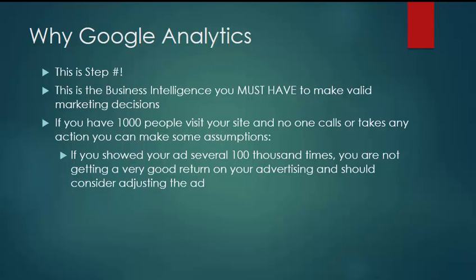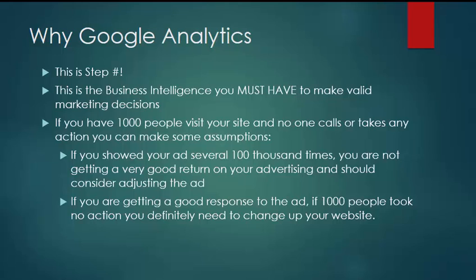If you only got 1,000 people out of several hundred thousand ads, you might want to consider adjusting the ad. But if you had a fair amount of impressions and got 1,000 people to visit your site, then you're getting a good response to the ad. If 1,000 people took no action, you definitely have to take a look at your website. What are you asking them to do when they get to your website? What information are they finding about your website? We have a whole training based upon the 4 reasons why people don't take action on your website. Actually, 96% of all people never take action on your website. So there's definitely some things that can be done to help your website.